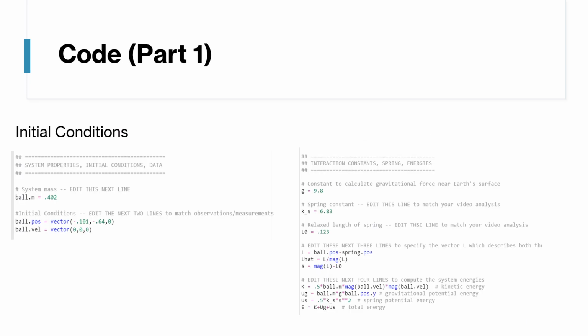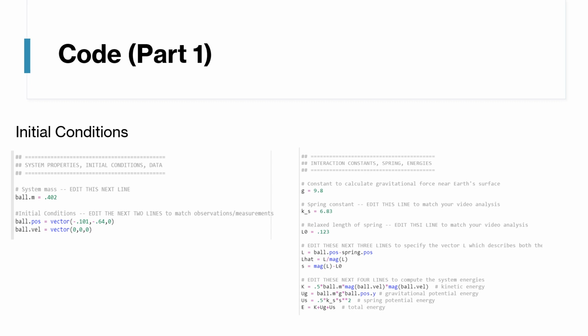For the first part of the code, we're going to take the initial conditions. This is that the ball's mass is 0.402, the initial position which we looked at earlier, and the velocity. On the right-hand side, we take our constants and other things that need to be defined. This is the gravity, which is 9.8, the spring constant of 6.83, and L naught, which is 0.123, which we calculated earlier. Along with this, we're going to be taking L and L hat along with S.